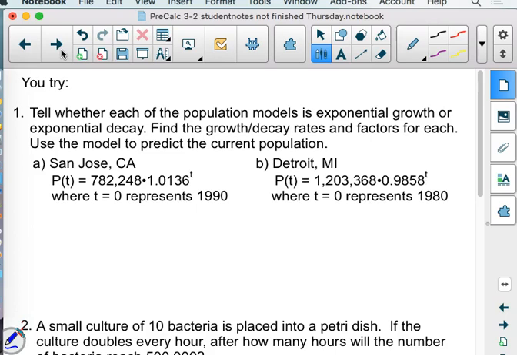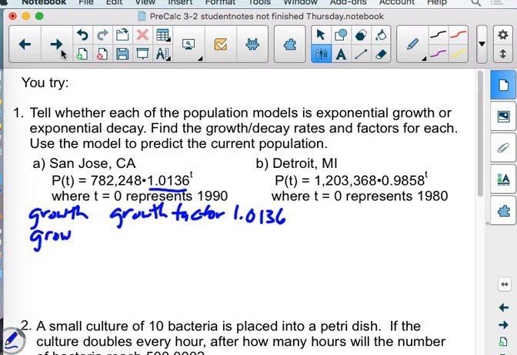Well, let's start here. San Jose, growth or decay? Growth. Growth factor of 1.0136. That's the growth factor, everything that you would be raising to that power right there. But that's not the growth rate. What's the growth rate? 1.36%. All right, so we've got the growth decay rates and factors for each. Use the model to predict the current population.